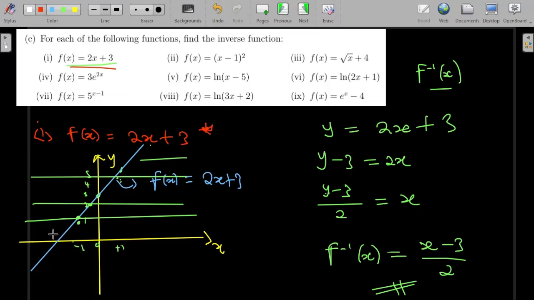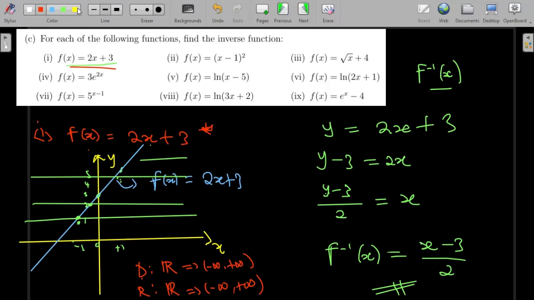For the original function, the one we sketched here, the domain is the set of all real numbers. As the line goes here, it is increasing in x and increasing in y. As it goes here, it is decreasing in y and decreasing in x. So the domain is all real numbers because the line continues like that, and the range is also all real numbers. You can represent it as minus infinity to positive infinity, because this line continues growing in both directions. This is the domain and the range of the original function.